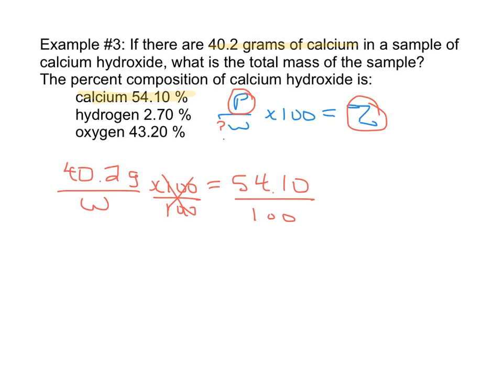Then we've got a proportion. We can cross multiply and divide. And when you do that, and again, we don't have percent, so we can round to our sig figs. We're going to want to find 3 sig figs. You're going to end up that the whole equals 74.3 grams. And the whole this time is calcium hydroxide.